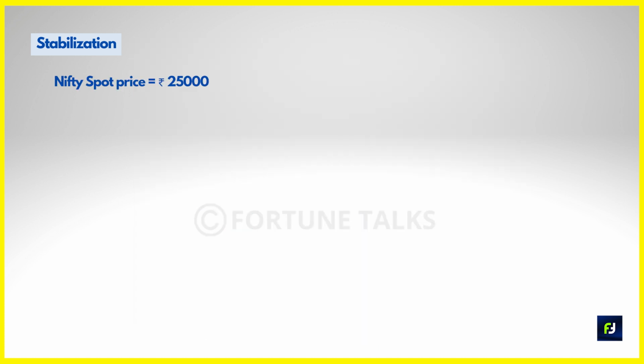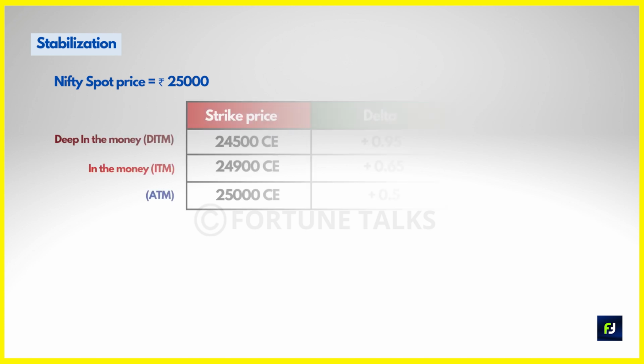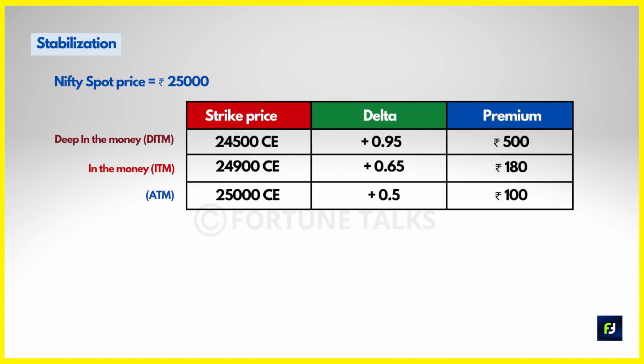Consider the Nifty spot price to be 25,000 and consider two call option strikes, namely 24,900 and 24,500. 24,900 is a slight in the money option having a delta of 0.65 and a premium of 180 rupees, while 24,500 call option has a delta of 0.95, or assume it to be 1, and it has a premium of 500 rupees. If the underlying changes by 100 points, then how do you think the two options will behave?